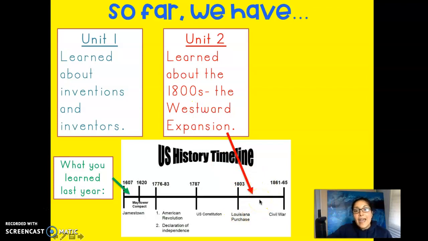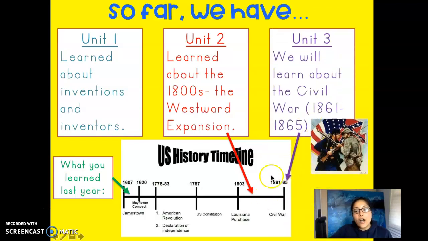Awesome. And now we're moving to Unit 3. Unit 3 is all about the Civil War, 1861 to 1865. So the Civil War happened during the westward expansion, during the 1800s. But this is a small part of the westward expansion, and it made a big impact. So we're going to spend a whole unit on just the Civil War.